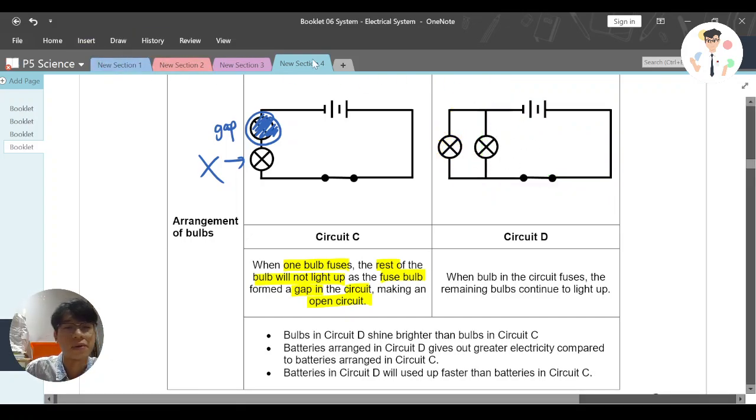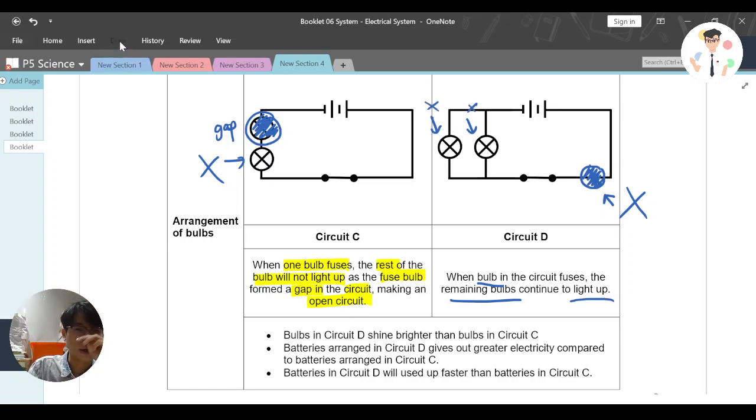Let me just give you another example. What if now I have a bulb here? Now a bulb here, a bit different, huh? I tell you, this bulb now fuses. Will this and this light up? Teacher, you said that when one bulb fuses, the remaining are still able to light up, right? So it's okay, right? These two will also light up. But the answer is no. If this goes out, these two will also go out. Huh? Why? How does it affect this?